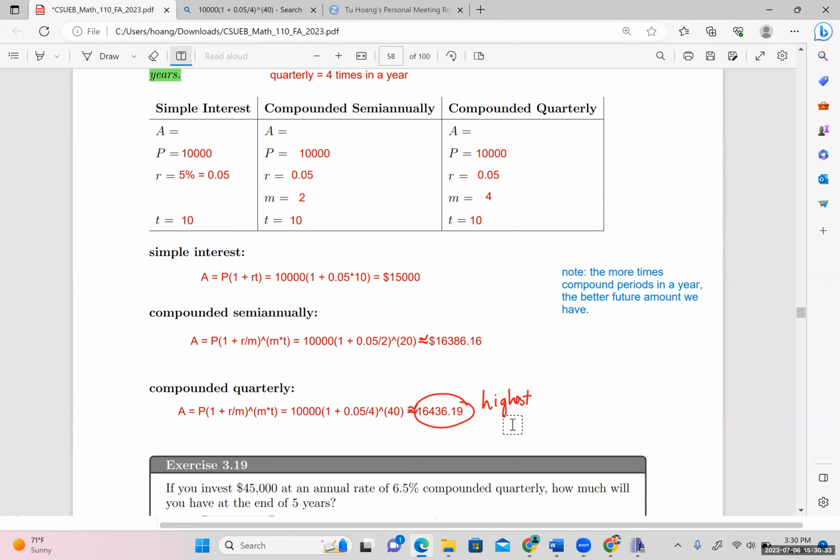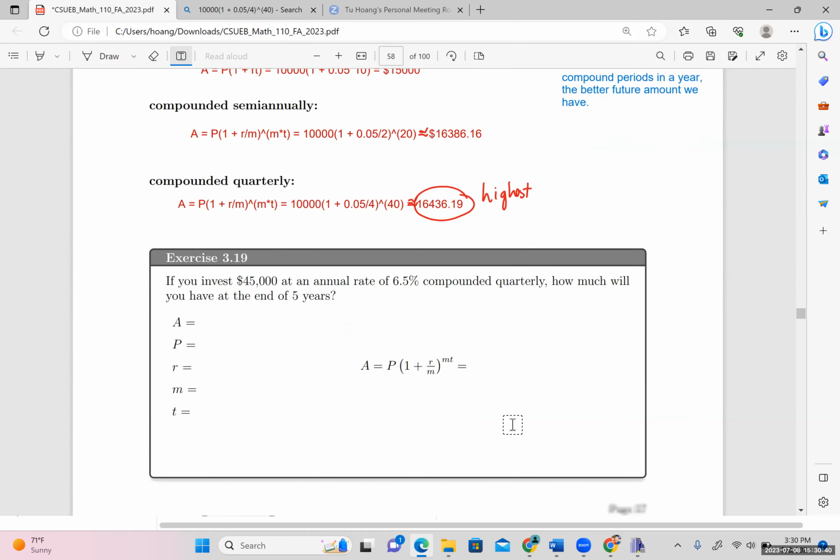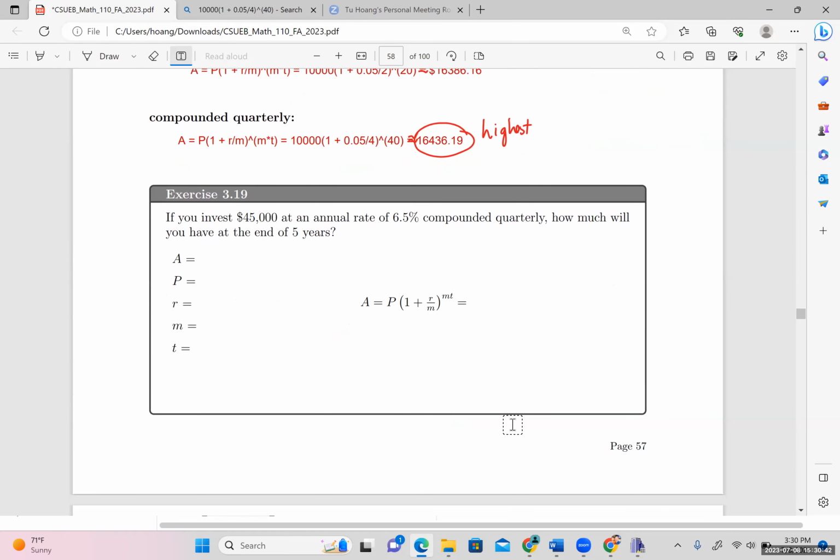Okay, so I would like to skip problem exercise 3.18 to let you guys practice with that, and I will give you the answer key, which will be 62,118.98. And that's going to be it.